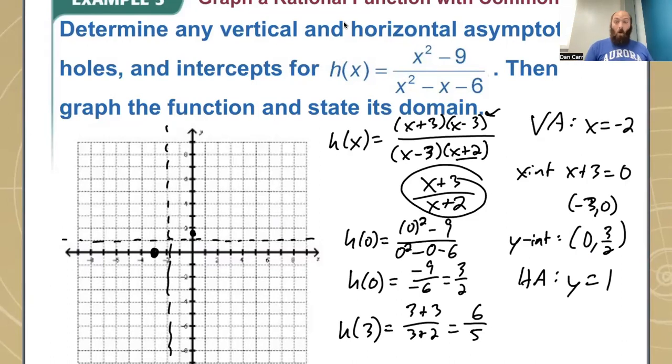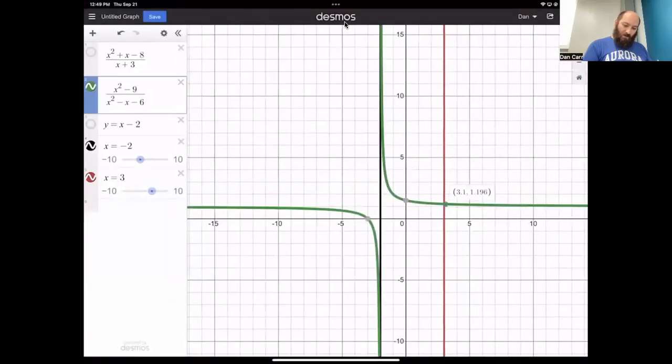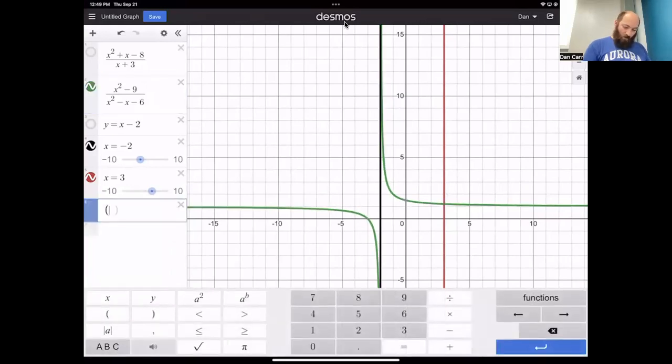So what that means is my hole exists at this point. The hole is going to be at (3, 6/5). If I go here, 6 over 5 is like 1.2. So it's right here. Again, that's where it happens, at this hole. You can't quite see it, but if I approach from both directions, it's going to approach 1.2. So I can just put that in as a point.